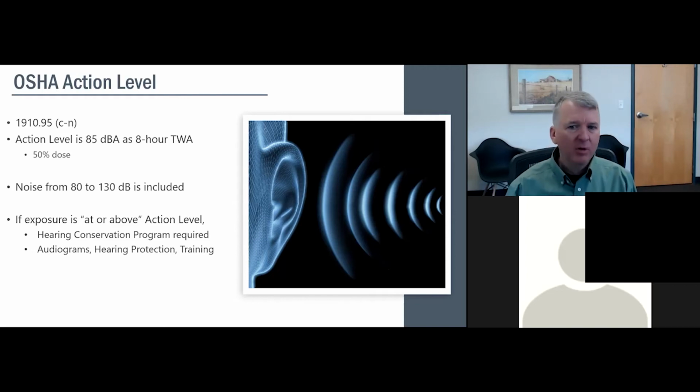The criterion level of 90 is still the same, but the one important thing about this is that now noise from 80 decibels and up, it actually says 80 to 130, but for all practical purposes it's 80 decibels and up, is included in that integration when you do noise monitoring. So anything below 80 is not, but 80 and up, whereas for comparison to the OSHA PEL, it's 90 and up.